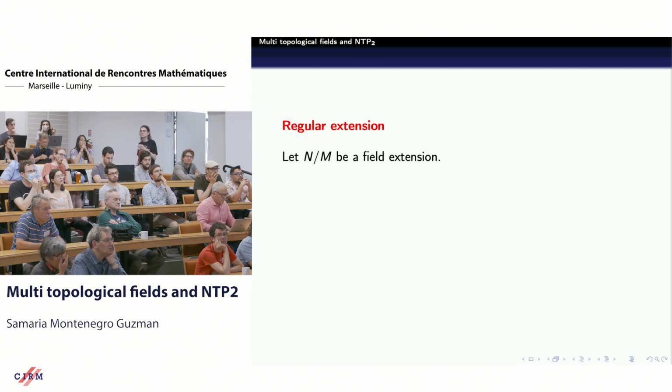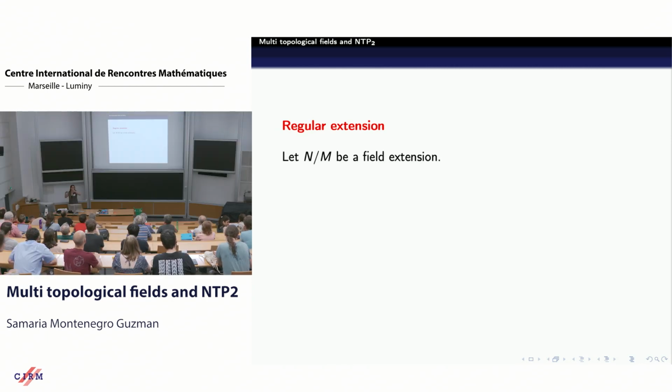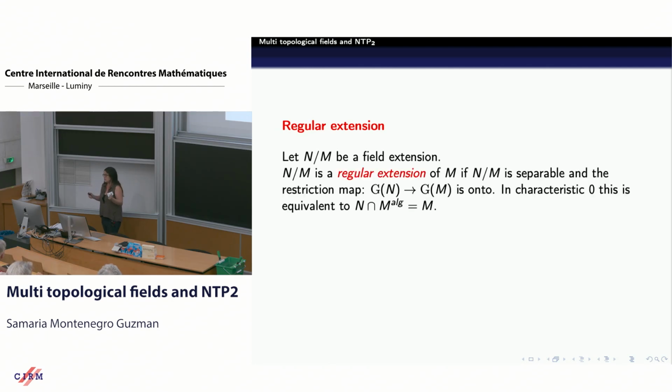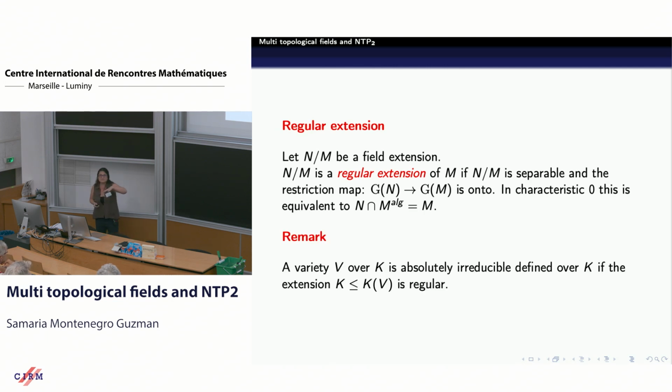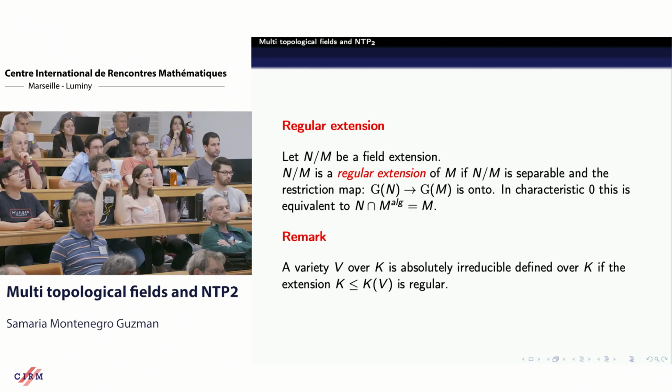What is the model-theoretic definition? To do that, I will just recall what a regular extension is. If you have an extension of fields, a regular extension is an extension that is separable and such that the restriction from the absolute Galois group of N to the absolute Galois group of M is onto. In characteristic 0, you can think of it as N intersect the algebraic closure of M equals M, okay? Something important is that an absolutely irreducible variety defined over the field has a relation with regular extensions. In particular, if you have a variety V that is absolutely irreducible over K, then the field extension between K and K(V) is regular, okay?